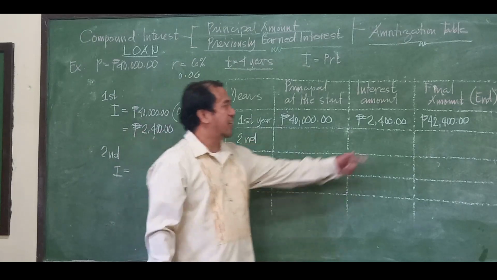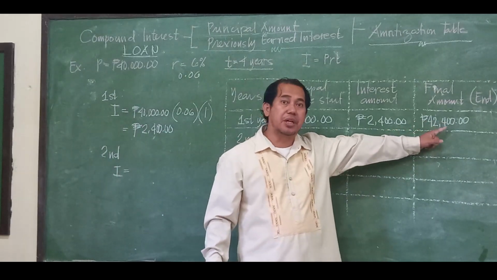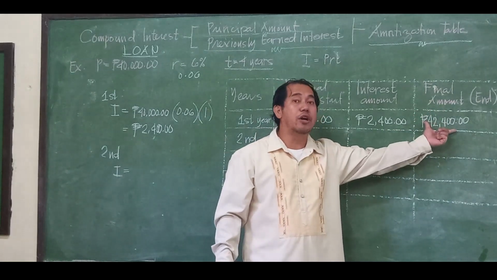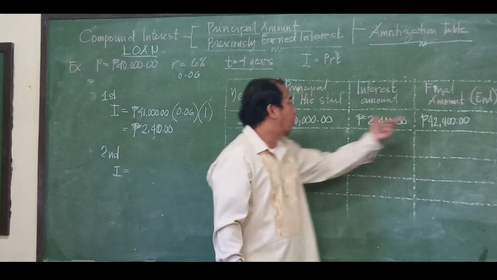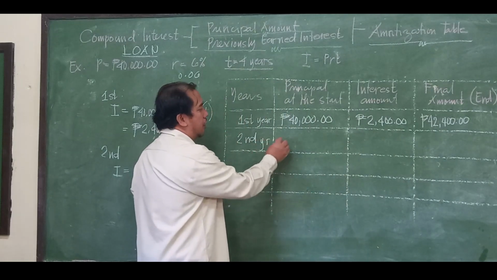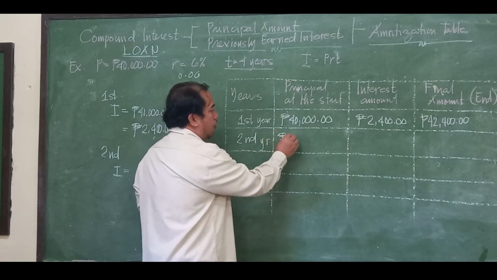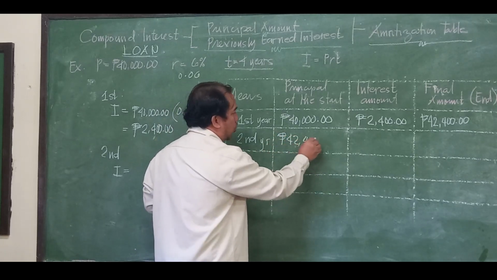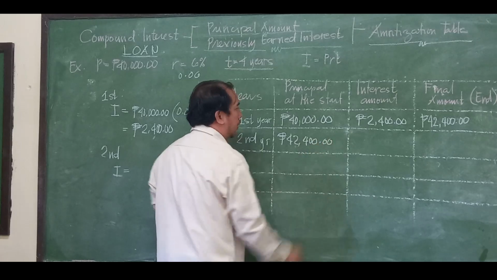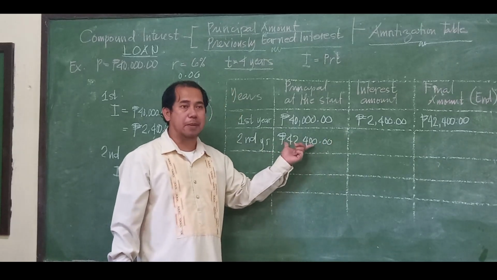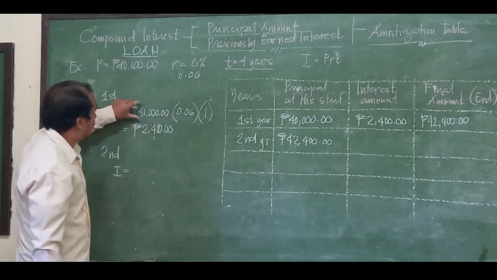It will be the final amount in the first year. Do you follow? Yes. So this one will already be our new principal for the second year. Okay? For the second year. So what is that? 42,400 pesos. Okay? And that will be our new principal.